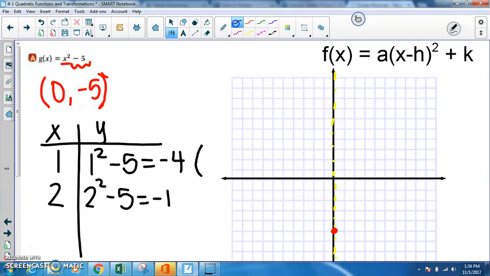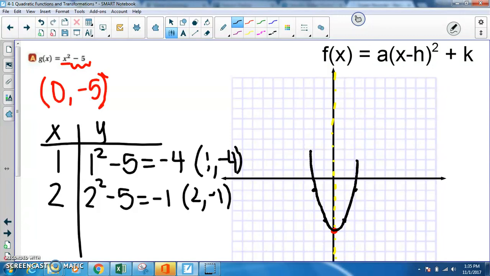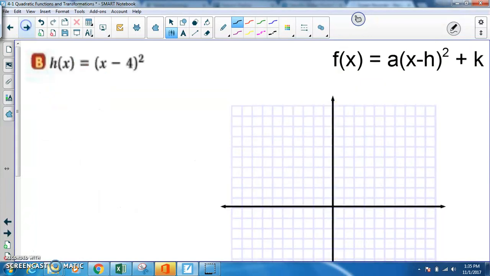So I now have the coordinate points 1, negative 4, and 2, negative 1. I'm going to plot those. 1, negative 4, 2, negative 1, and then reflect over the axis of symmetry. And I connect with a U. Arrows are on both ends of my parabola because they are going up and out forever.